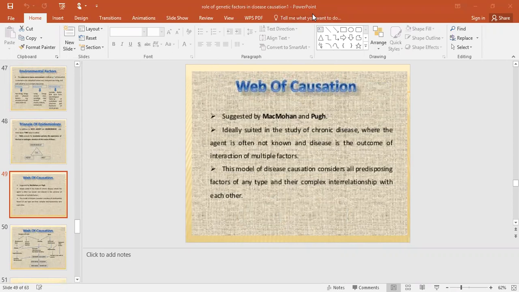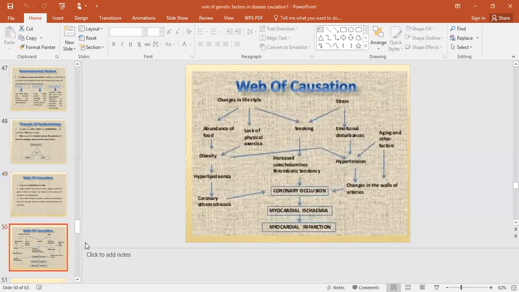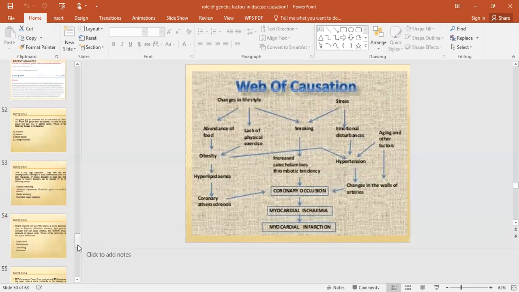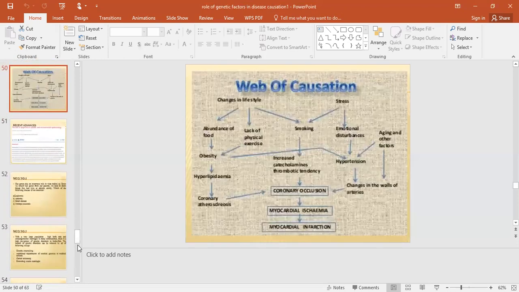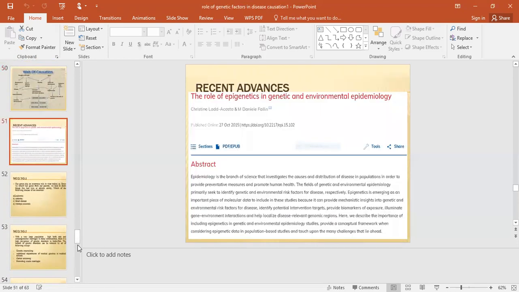It is ideally suited to the study of chronic disease, where the agent is often not known and disease is the outcome of interaction of multiple factors. This model of disease causation considers all predisposing factors of any type and their complex interrelationships with each other. Here is the web of causation, and these are recent advances.